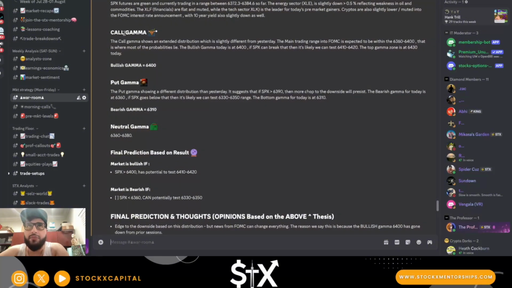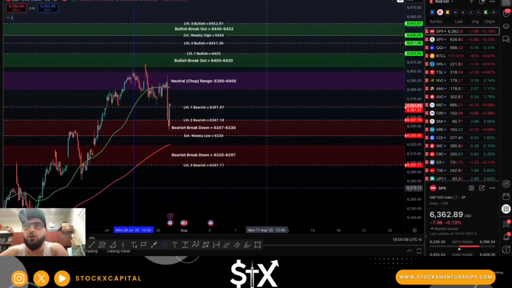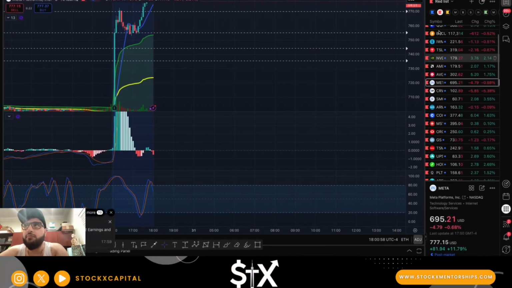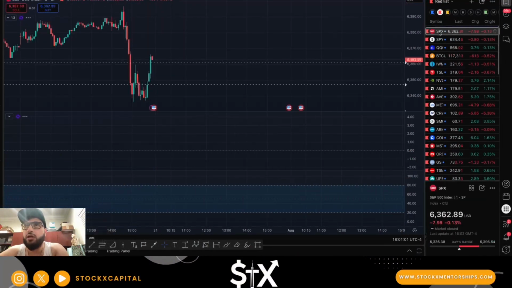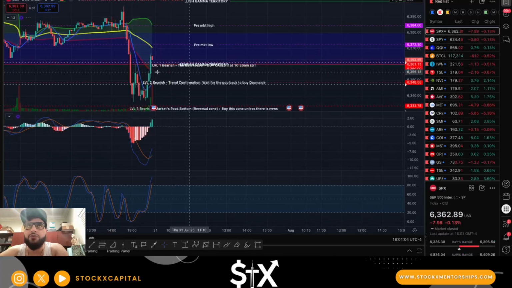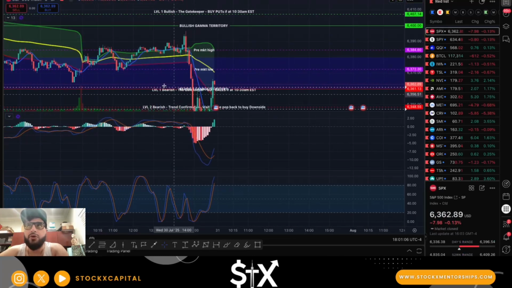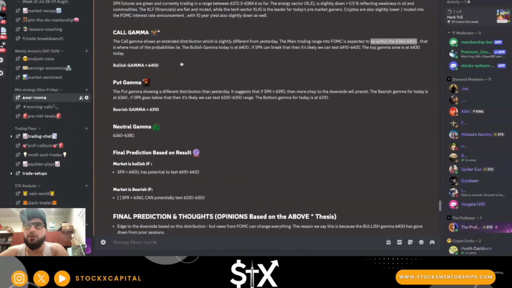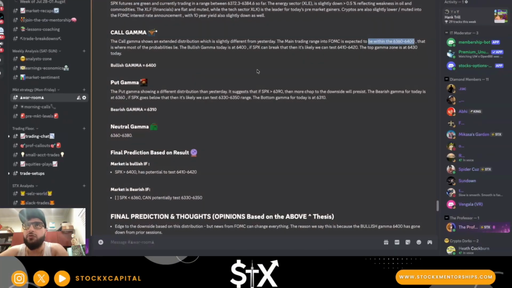Now, the next point I want to make is we talk about the call gamma here. I mentioned it's slightly different, and we mentioned that the main trading range is expected to be within 6360 and 6400. Okay, so if we go over our SPX map over here, the majority of the trading day before the FOMC happened was primarily within that particular range that we called out. So that's very interesting to see here, 6400.